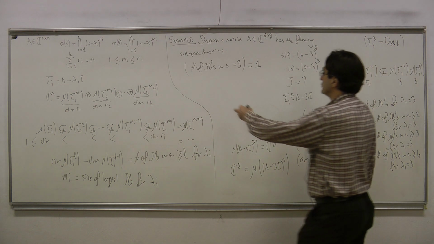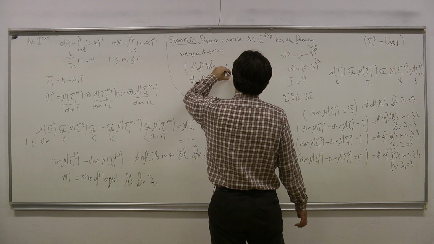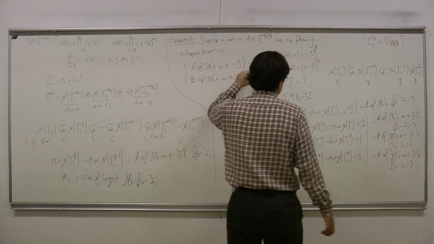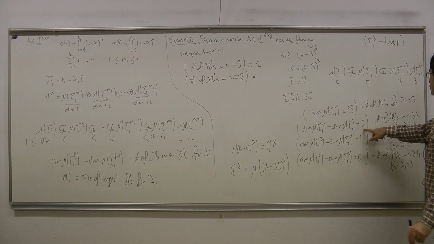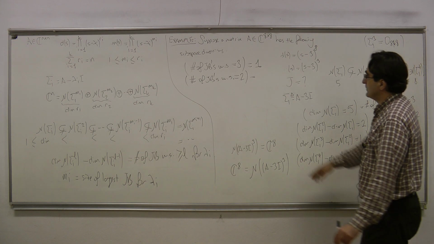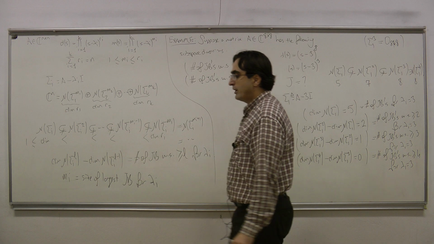And what about the number of Jordan blocks with size equal to 2? In this case, I have 2 Jordan blocks whose size is larger than or equal to 2, and I have 1 Jordan block whose size is larger than or equal to 3. So when passing from here to here, the number is decreased by 1. That means that the number of Jordan blocks with size equal to 2 is just 1 as well.